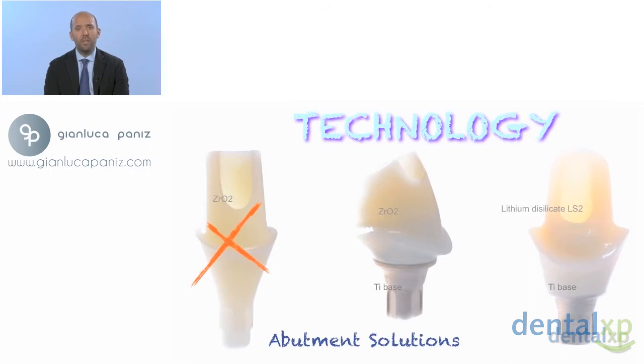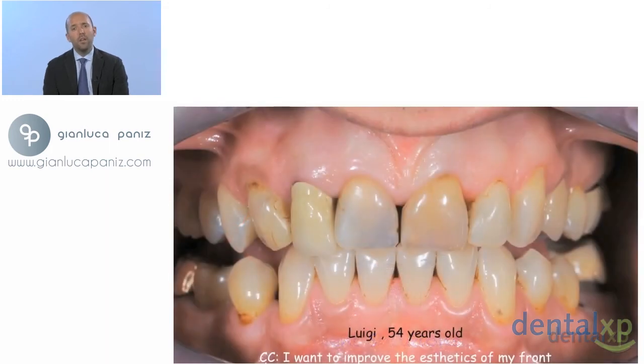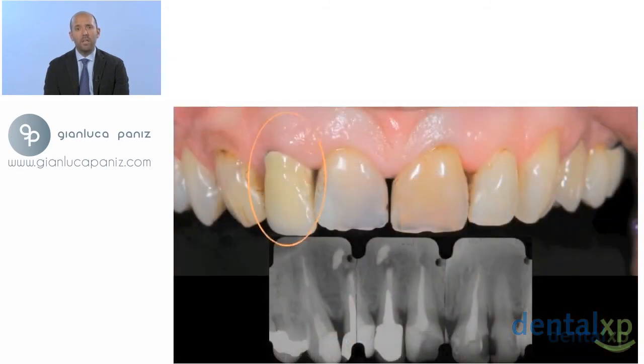Let's look at two different cases in which we made different selection of these two types of abutments. This first case is the case of Luigi, who presented to our attention to improve his smile. Of course, we have some problems in his mouth in terms of shade of natural dentition. But we have also an issue that is forcing us to place a single implant supported restoration on tooth number 7. So we insert a provisional restoration on tooth number 6, 7, 8, and 9.